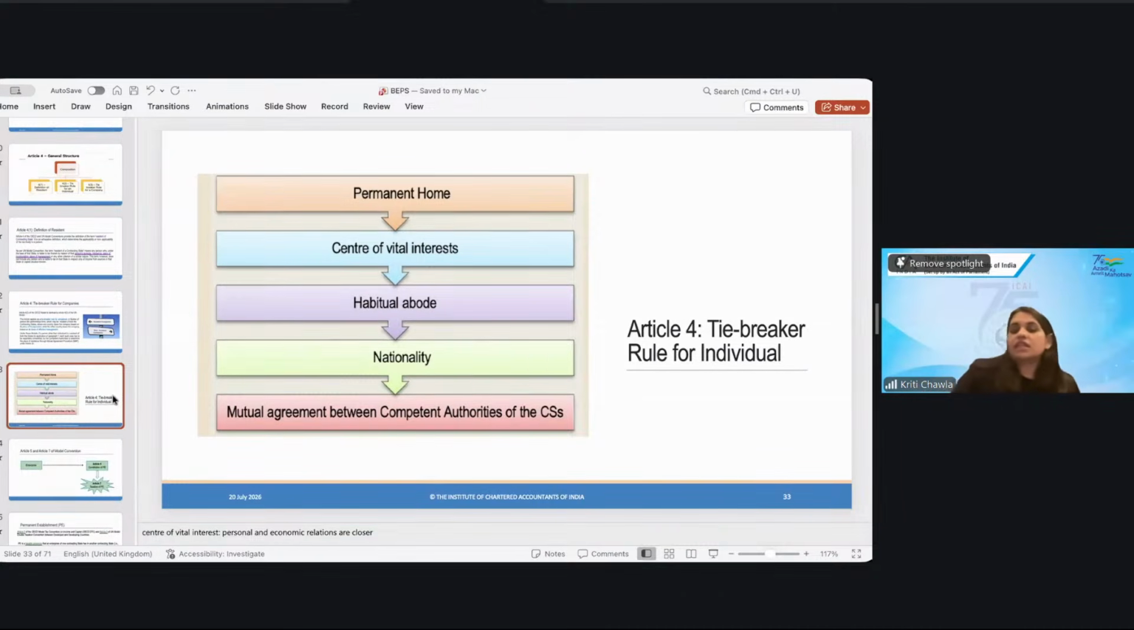So this is basically Article 4. As I mentioned, Article 4 talks about the definition of resident, the tiebreaker rule for individuals, and the tiebreaker rule for companies.